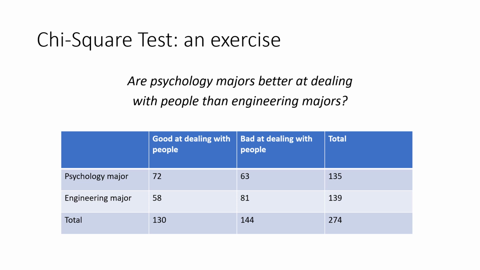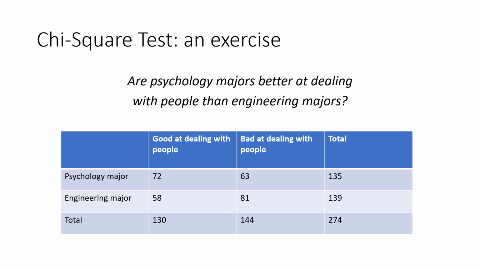So we have our independent variable in the rows. That would be, what is your major? Are you a psychology major or are you an engineering major? And then we have our dependent variable in the columns. So that is, are you good at dealing with people or are you bad at dealing with people? And again, you can see in the 4 key cells the intersections of those categories.